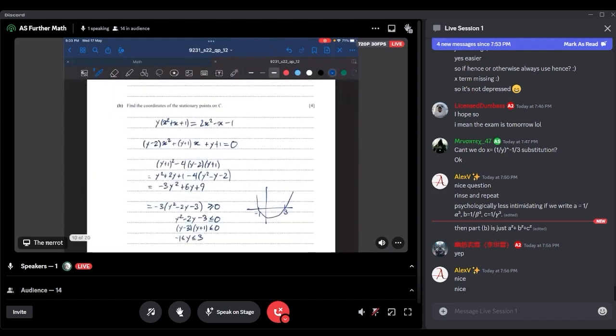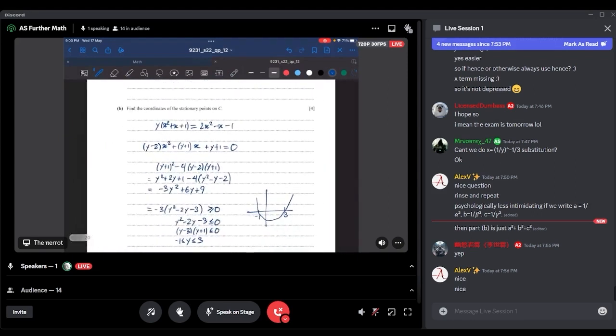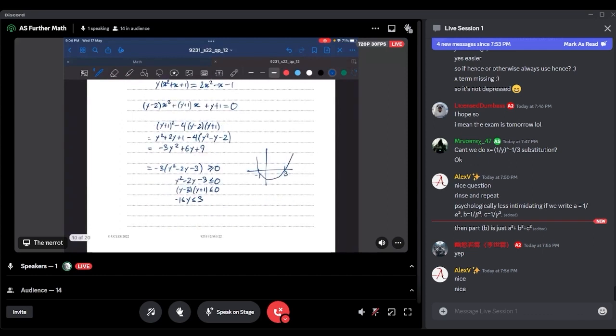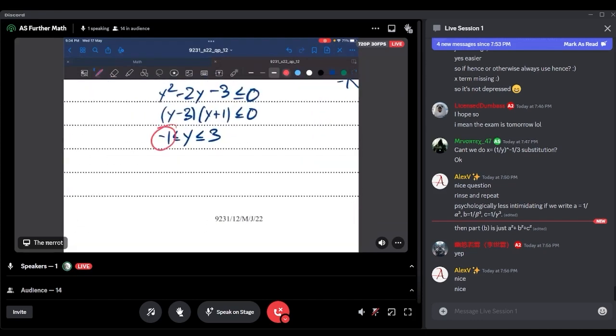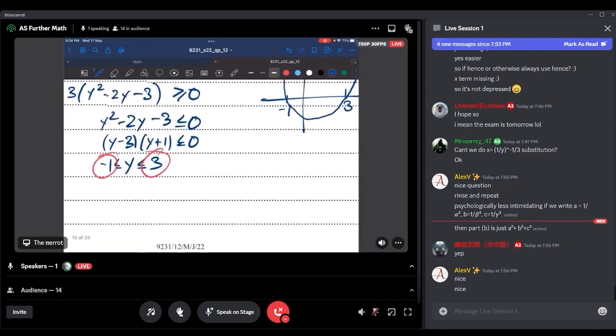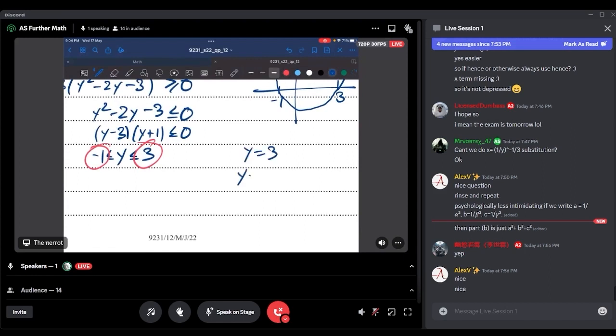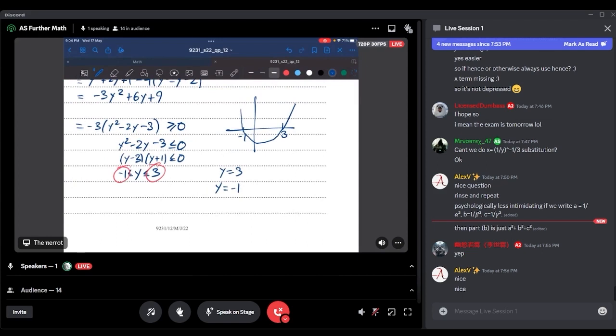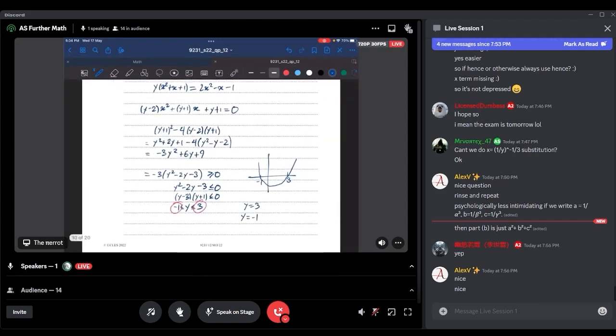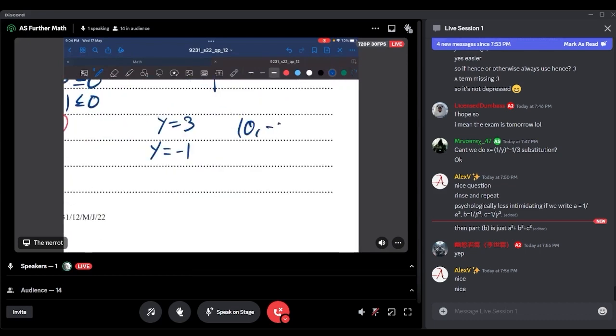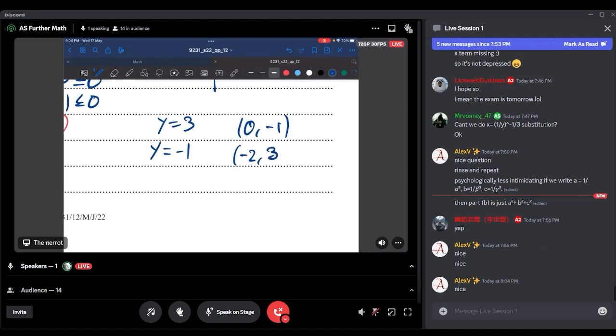But remember, we're not looking for when y exists. We're looking for the stationary point. So when does the stationary point happen anyway? The stationary points happen when the discriminant is equal to 0. So basically, it's these two guys. Stationary point occurs when y is equal to 3 and y is equal to -1. And then from here, you can find the values of x. So that is (0, -1) and (-2, 3). You can find it on your own. Okay?